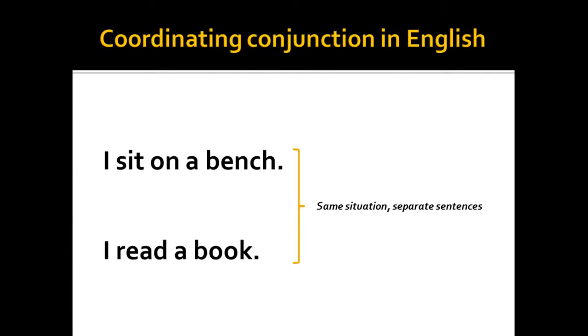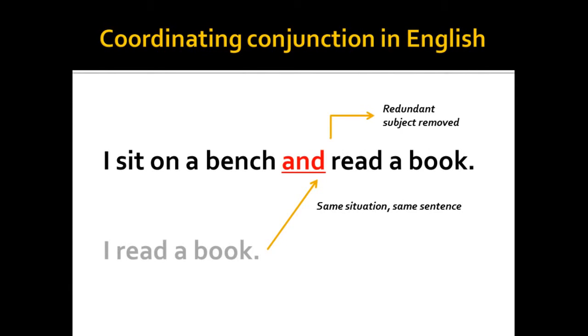Since it's the same situation, I could bring those sentences together so that it's the same situation and the same sentence. And we do that by means of a coordinating conjunction. So, for example, I sit on a bench and read a book.